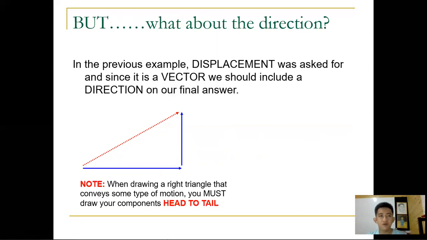In this previous example, the displacement was asked for, and since it's a vector, we need to identify the direction. Let's take note. When drawing a right triangle that conveys some type of motion, we must draw it using the head to tail method. The first vector will be drawn, and the tail of the second will be drawn at the head of the first vector. So it's the head to tail method.